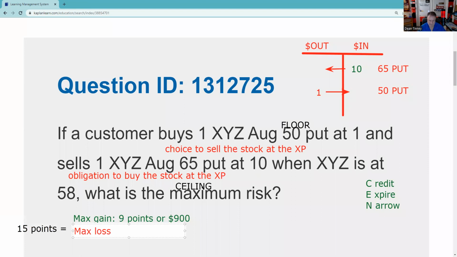And that's going to be 6 points, or $600. If it was 2 contracts, that'd be $1,200, right? I would suggest doing it on a per share basis.